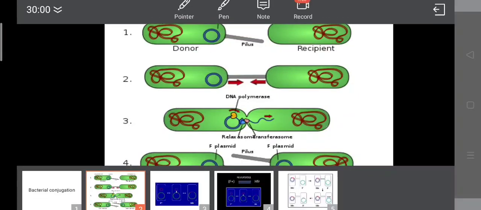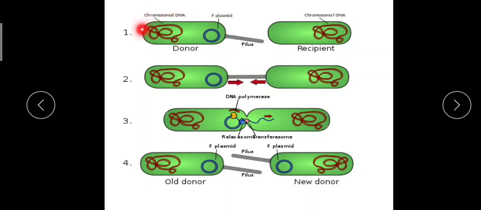See here, this is a donor cell, and this bacterium has a plasmid. This is its chromosomal DNA, and this is the plasmid DNA. And this bacterium is the recipient. It does not have any plasmid. So the bacterium which has a plasmid we call F factor positive or F positive cell, and this is the F negative cell. F positive acts as donor and F negative acts as recipient. Now let's see what happens next.